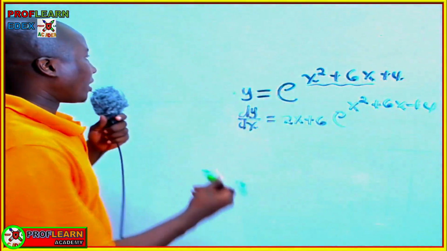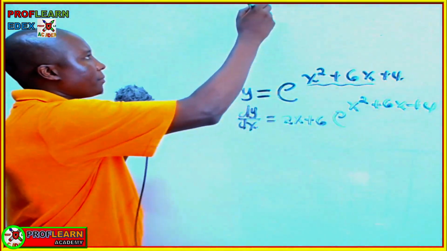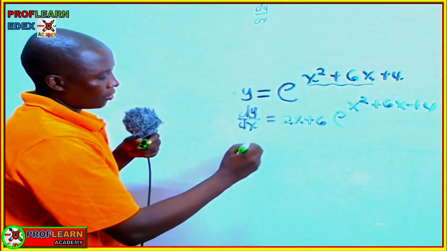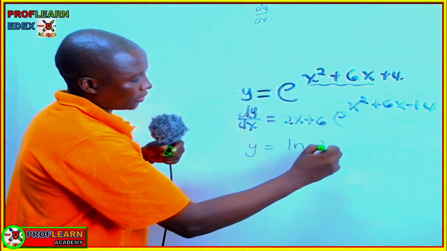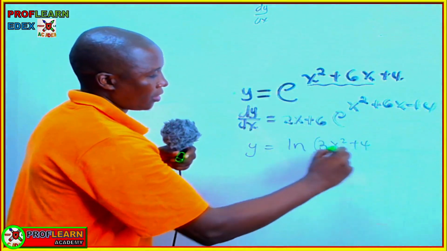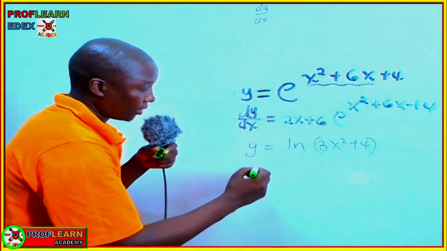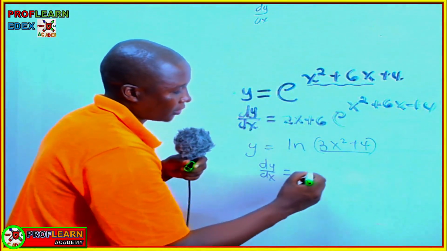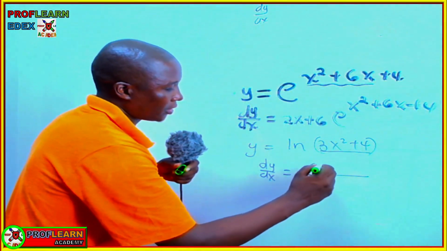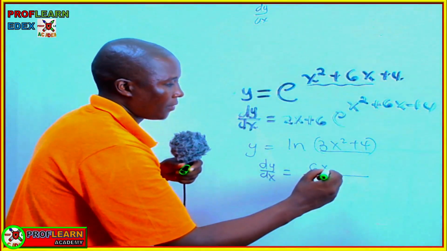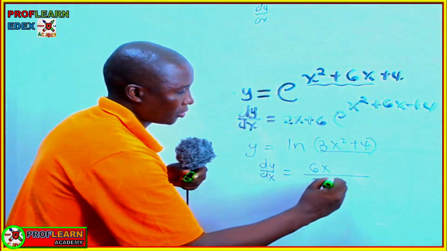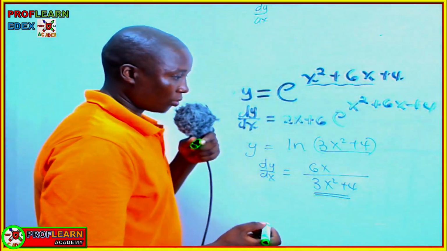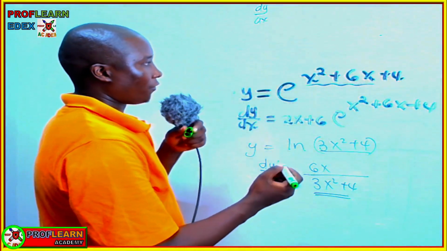But if we are trying to find dy/dx of y equals ln of (3x squared plus 4), you are going to differentiate the function on the inside, and this is going to be 6x over (3x squared plus 4). You just leave it like that. So that is exactly what you do when you are differentiating logarithmic functions.